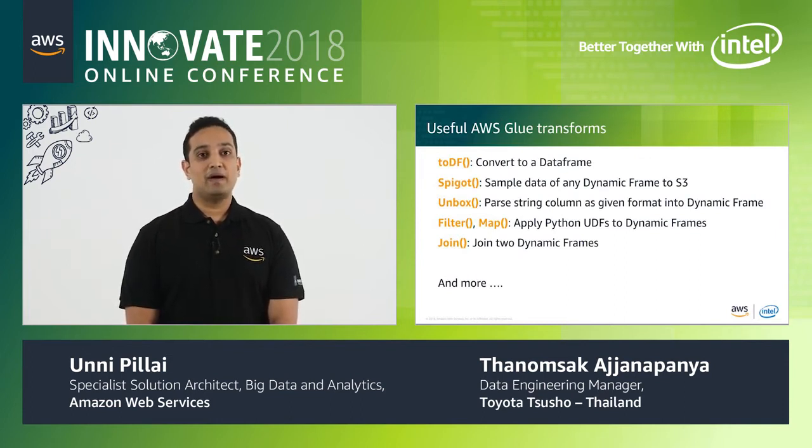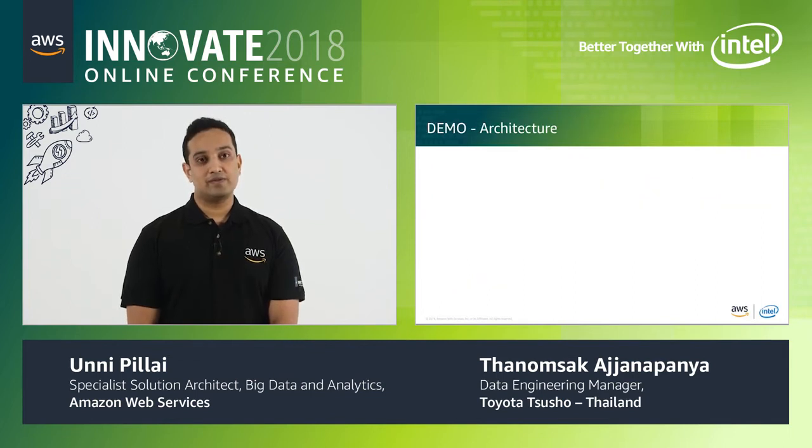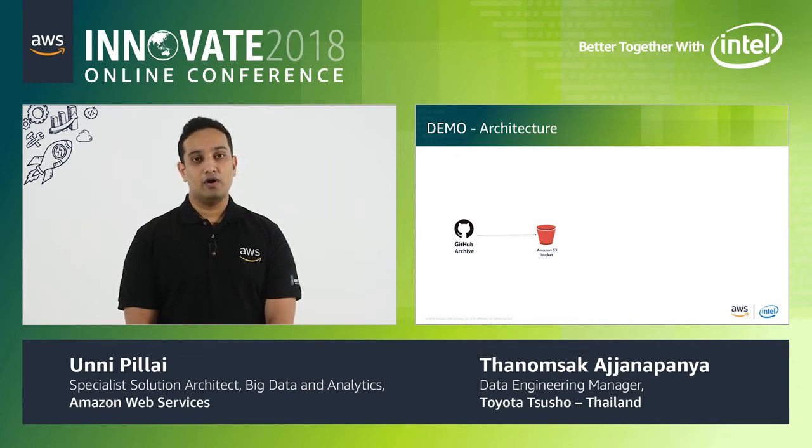I'm going to build out a pipeline using Glue in 4 easy steps. I will ingest the data into S3. In this step, I will download the data from GitHub and put it in the S3 raw folder. Then I will create a Glue crawler to discover and catalog my data.